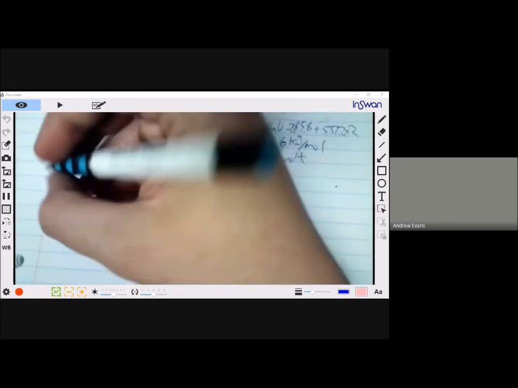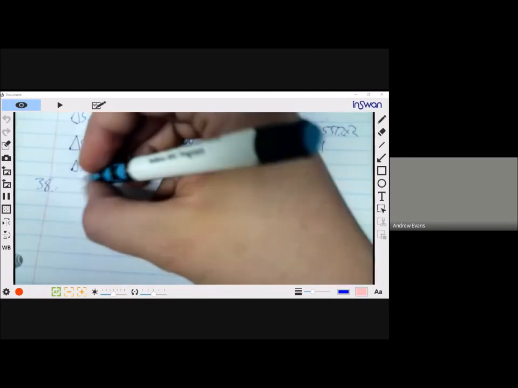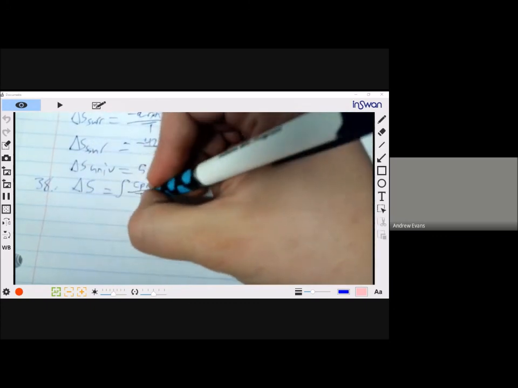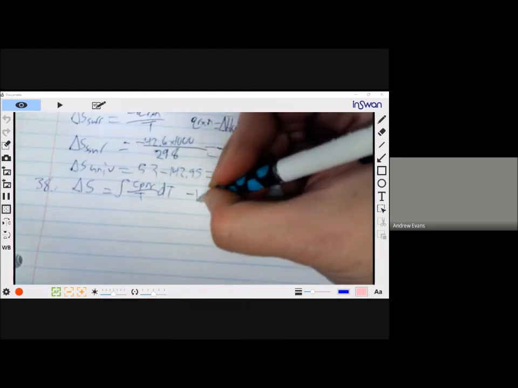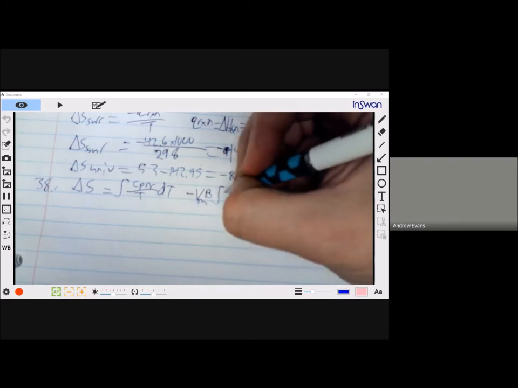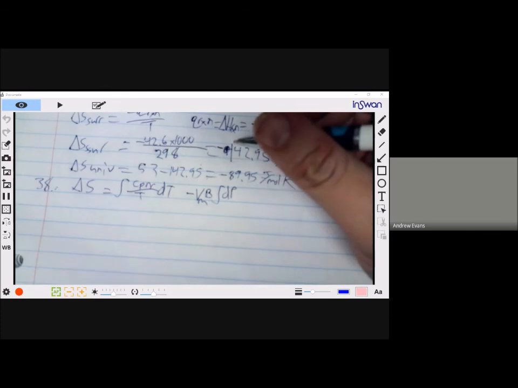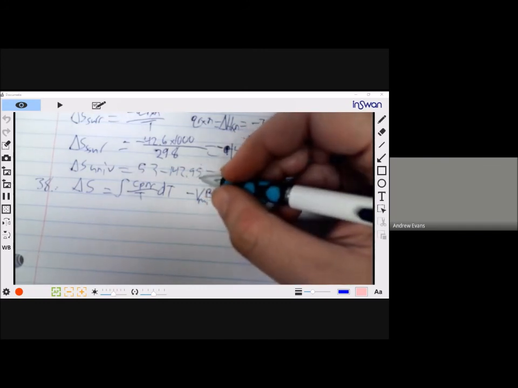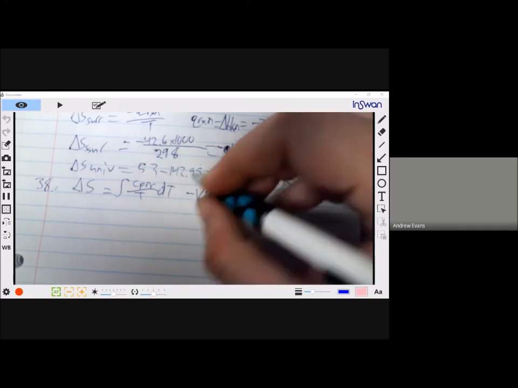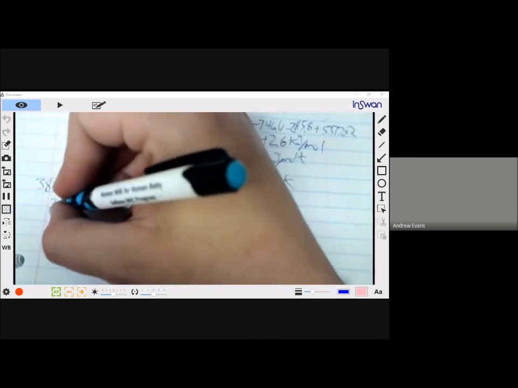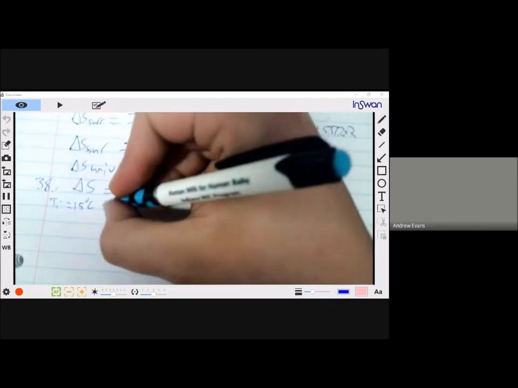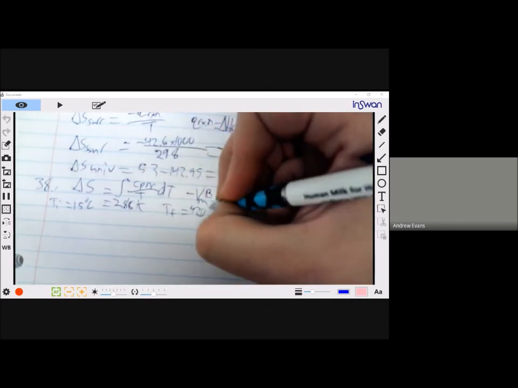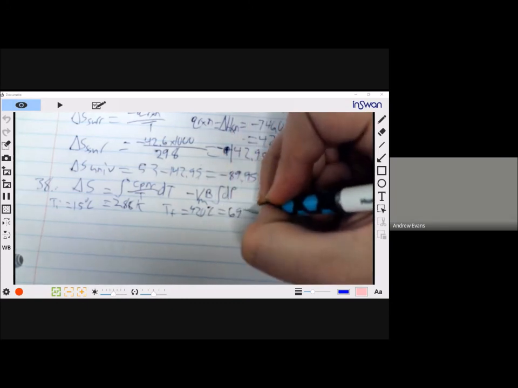Okay. For 38, our equation is just going to be delta S equals the integral of C sub P molar over T dT, and negative V molar beta integral dP. However, we have to do some things. We have a complicated C sub P molar, we have a beta, and we need to find our temperatures. So Ti is 15 degrees Celsius, so that goes to 288 Kelvin. And our TF is 420 degrees C, so that's equal to 693 Kelvin.